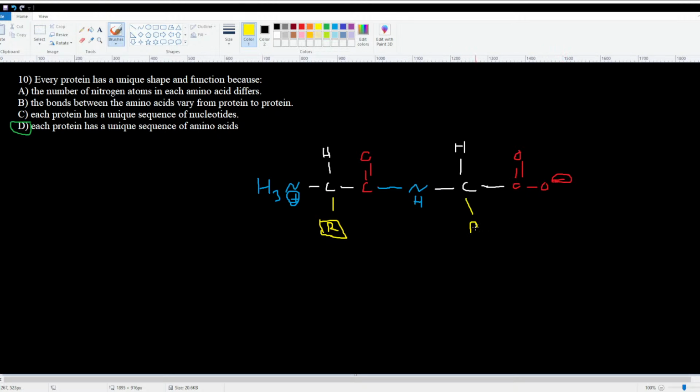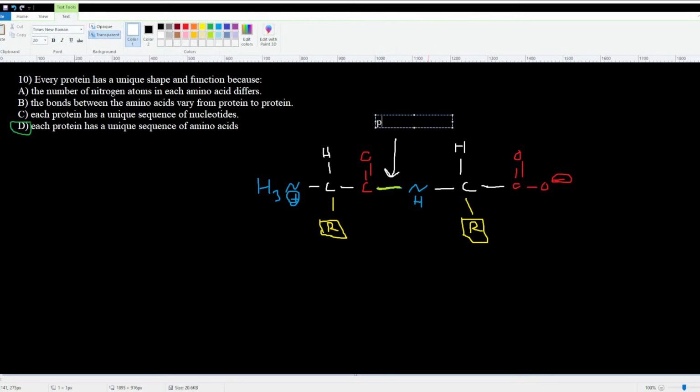Then yellow for the R group. So what I've drawn here is a polypeptide, right? And let's recognize this. So this right here, this is a magical thing. In fact, I'm gonna highlight it in bright green. How about that? So this right here is a magical thing. It's what's known as a peptide bond.